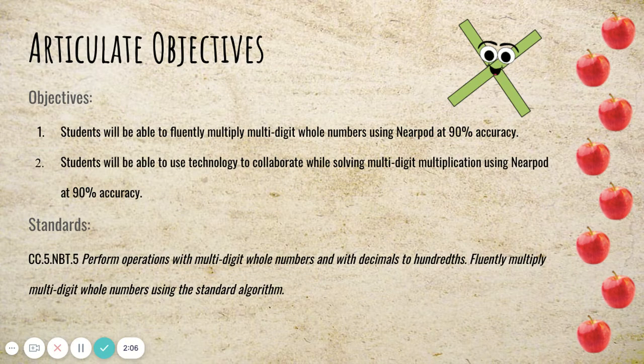To make our lesson even stronger, we have developed objectives for students to complete throughout the unit. Considering our technology tools, we expect students to be able to collaborate and fluently multiply multi-digit whole numbers with 90% accuracy. They will use Nearpod and their classmates to accomplish these objectives. Each assignment will lead the students to the mastery of performing operations with multi-digit whole numbers and decimals. By the end of this unit, students will fluently multiply multi-digit whole numbers using the standard algorithm, or what my math specialist called the old people's way.